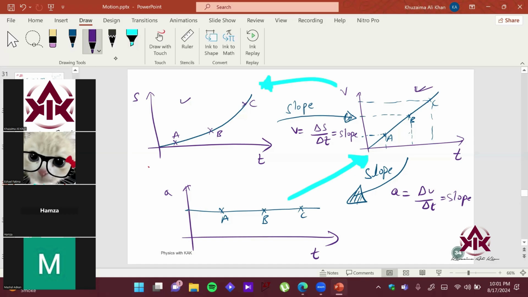ठीक है. So how can I do this? अरे यार, एक्सेलरेशन टाइम ग्राफ कैसे किया? हाँ, तो अगेन स्लोप निकाला लड़के. आपने इस ग्राफ का स्लोप निकाला.